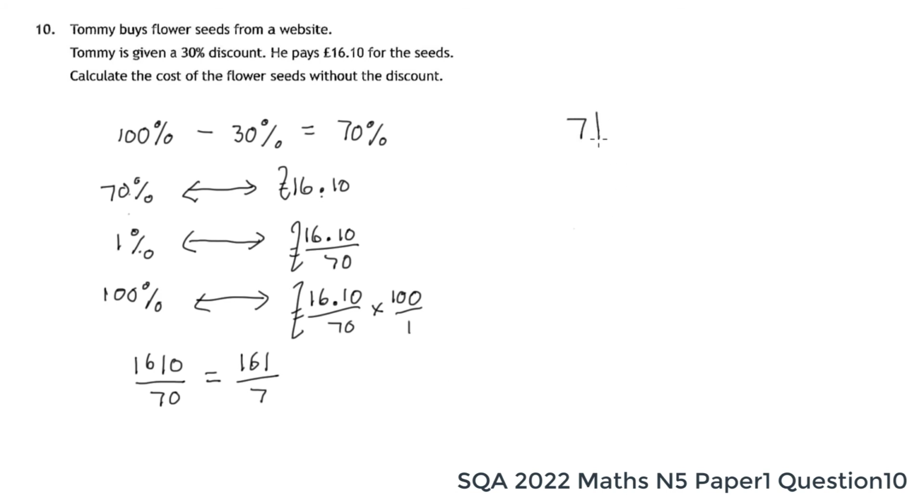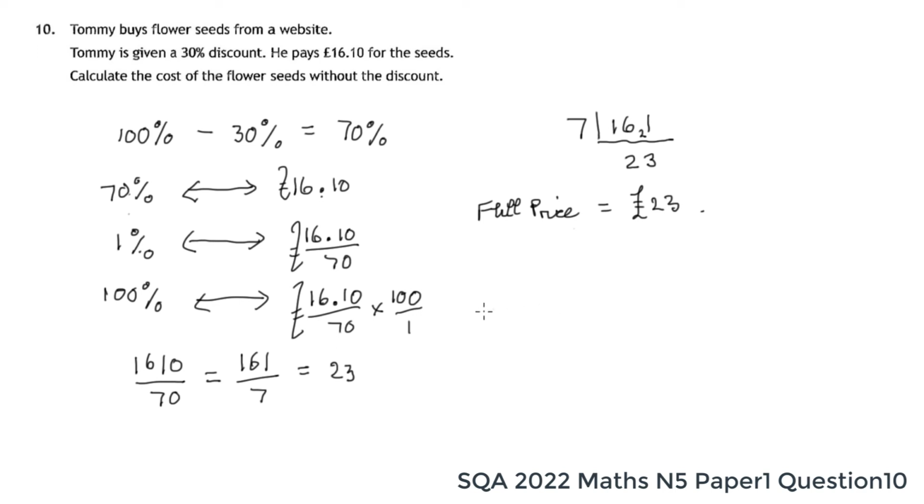So we need to find out how many times 7 goes into 161. Remember, paper 1, no calculators. So 7 into 16 is 2. 2 sevens are 14. That leaves a remainder of 2. And 7 into 21 goes 3. 3 sevens are 21. So we've got 23. So we know now, therefore, that the full price without a discount is £23.